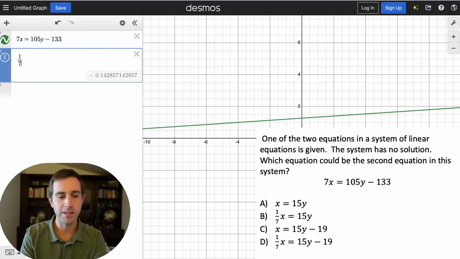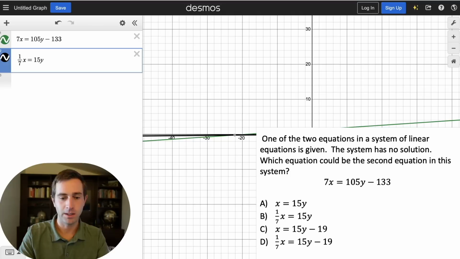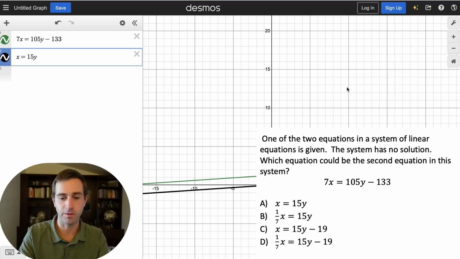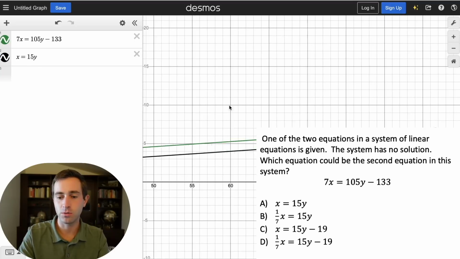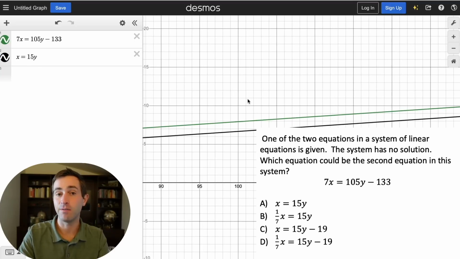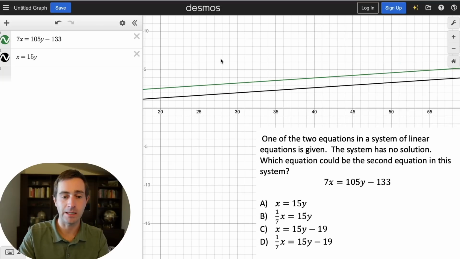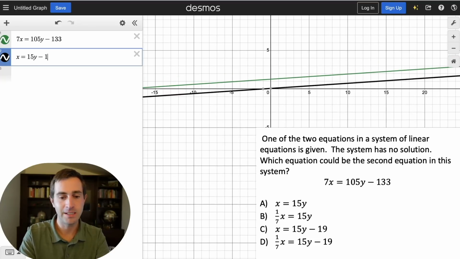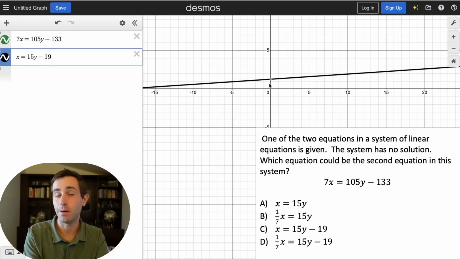So if we start with b here, if we do 1/7 x equals 15y, well, here we can clearly see there's an intersection point. But if we go through and we check a, which will be our correct answer, we do x equals 15y. Once you see that these two lines are just parallel, it's going to give away your correct answer really, really easily for you. If we were looking for infinite solutions, C would be our correct answer, and you would just see both lines stack on top of each other, and you could turn one off, and you'd see the other one appear right underneath it. Gives you a super easy way of handling these questions.